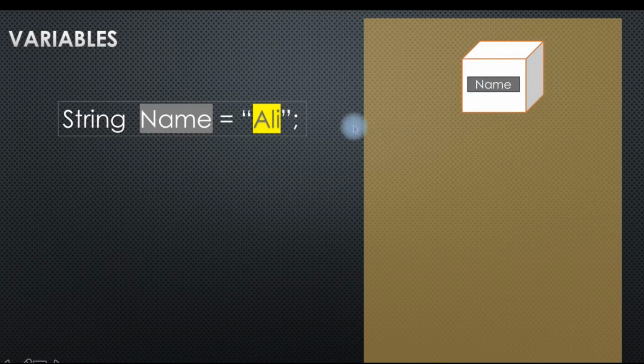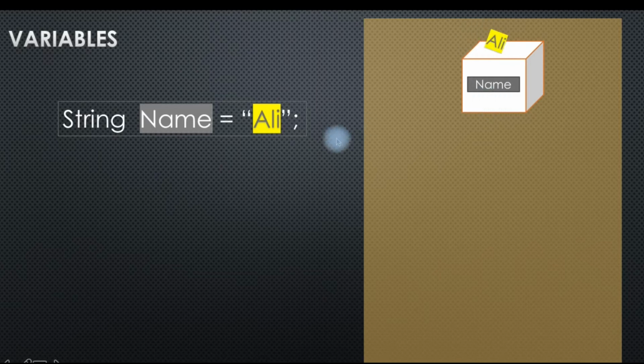And if I want to put something inside this box, like Ali for now, I type equal and double quotes or single quotes, and then a semicolon. It means I stored Ali, or I put Ali inside this box. Now it is a variable, a box inside a memory. It has a name, which is name. We put Ali inside this variable, which is a string.